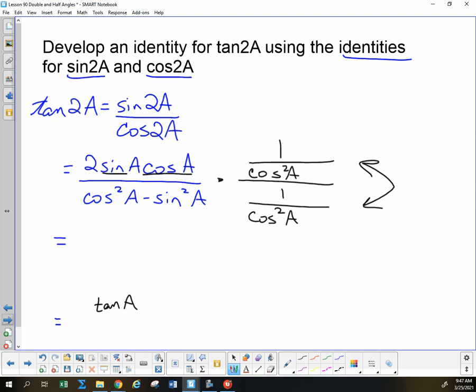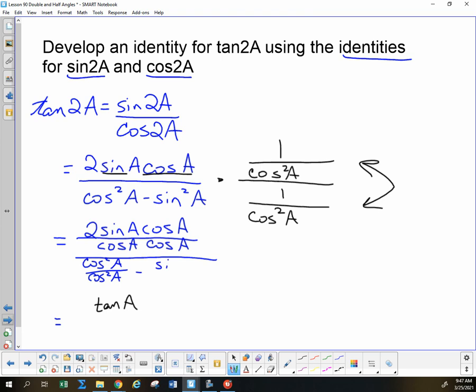So if we do this, we get 2 sine a cosine a, and in the numerator we're dividing by cosine a and another cosine a. And then we multiply both parts of the denominator by 1 over cosine squared a. So we get cosine squared a over cosine squared a minus sine squared a over cosine squared a. And then we look at what we've got. The cosine of a's cancel. The sine a over cosine a is the tangent of a like we wanted. And we've also got a 2 in front of that.